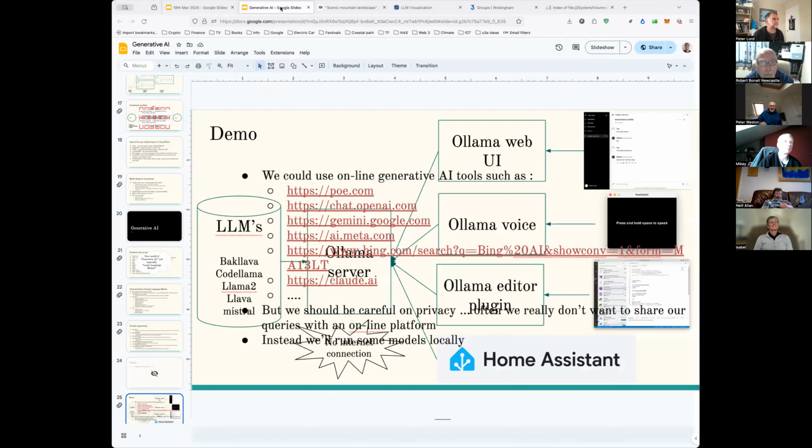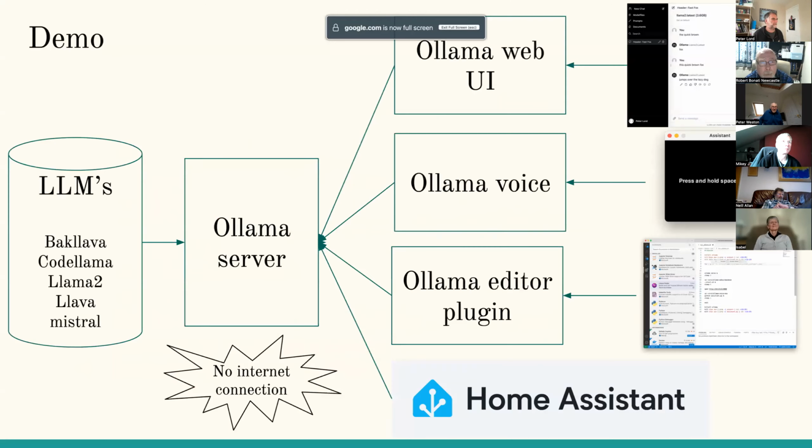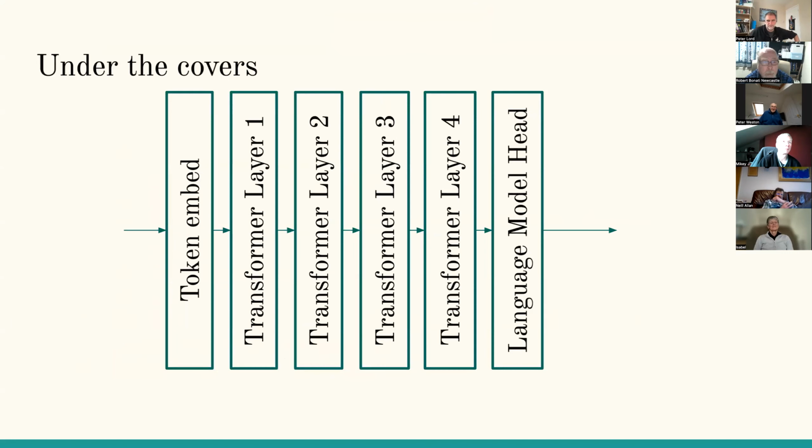Right. So, back to the slides. Under the covers, we're going to start peering behind. We saw in classical AI that neural networks are made up of layers. And generative AI, as from the 2017 paper from Google, consists of these layers.